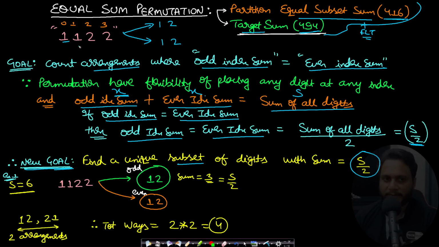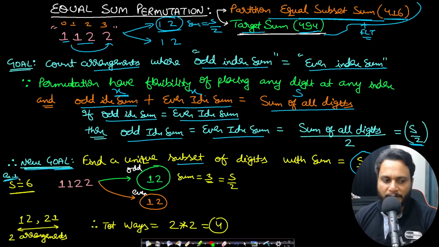Instead of saying that, what we can do is form a single subset where I will be pushing half of the digits in such a way that the sum is equal to the total sum of the digits divided by 2. This is the same concept we have used in the partition equal subset sum, and this is exactly the same logic.